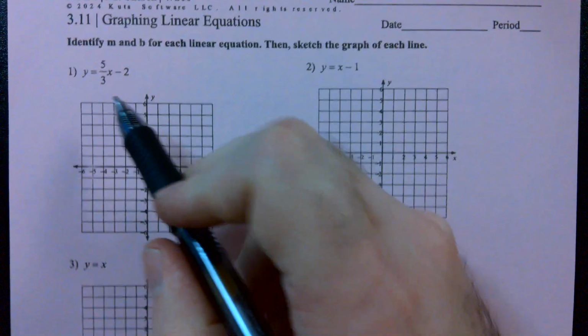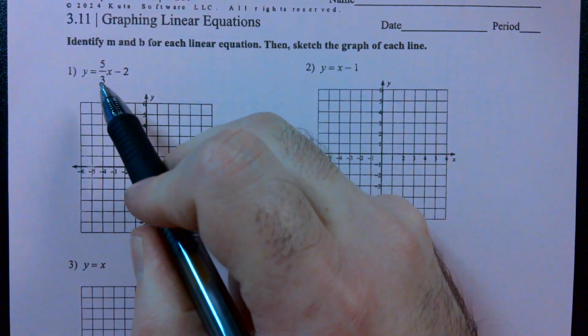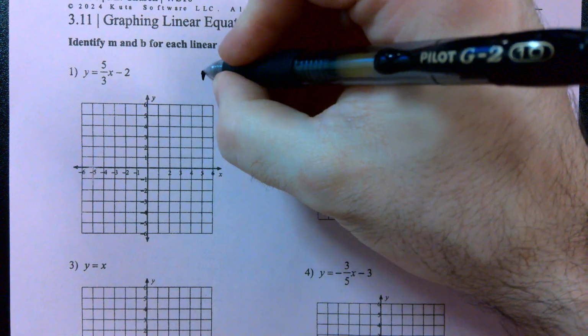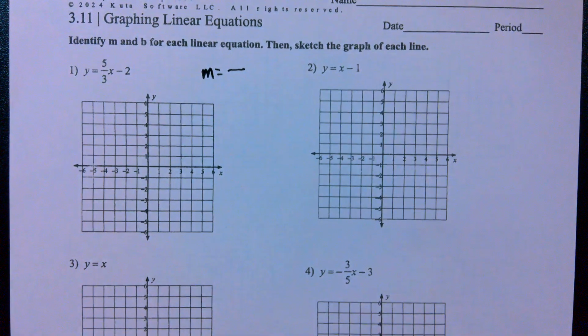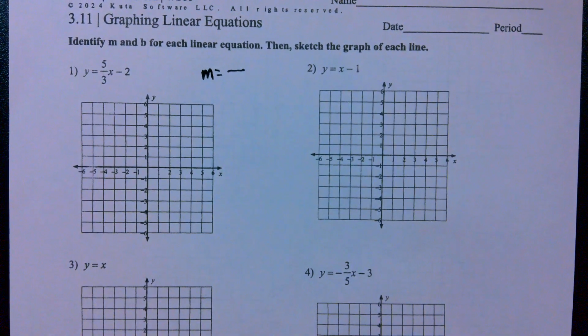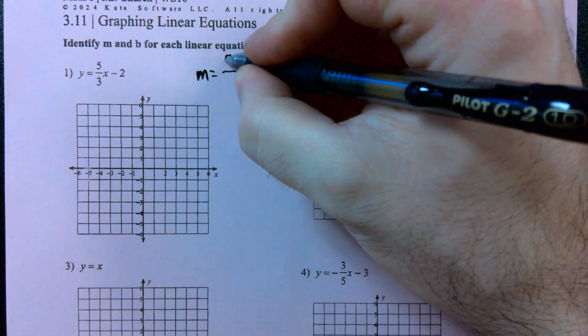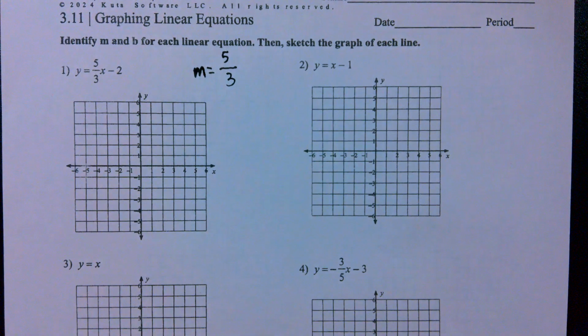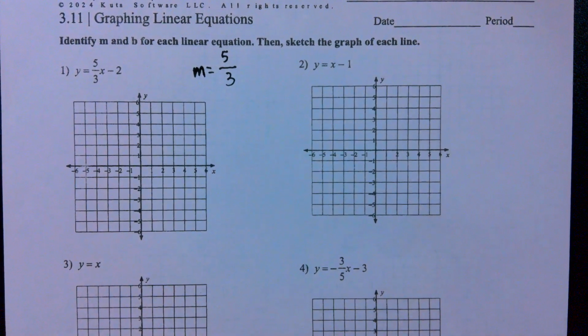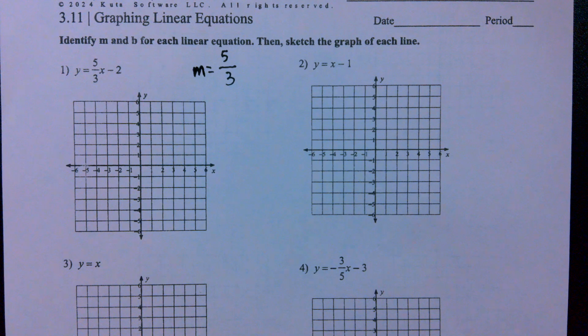We're going to take a look at our equation. My first equation, y is equal to 5 over 3x minus 2. I'm going to identify my slope. What's my slope here? 5 over 3, which is my rise over run, and I'm going to indicate my direction.